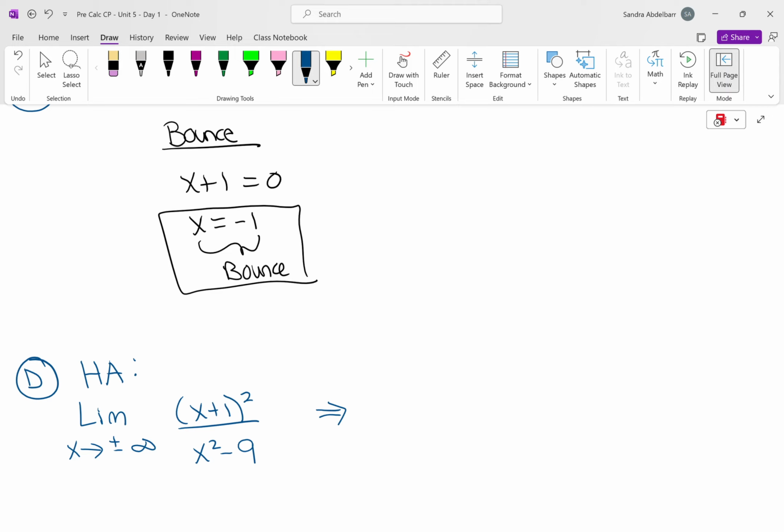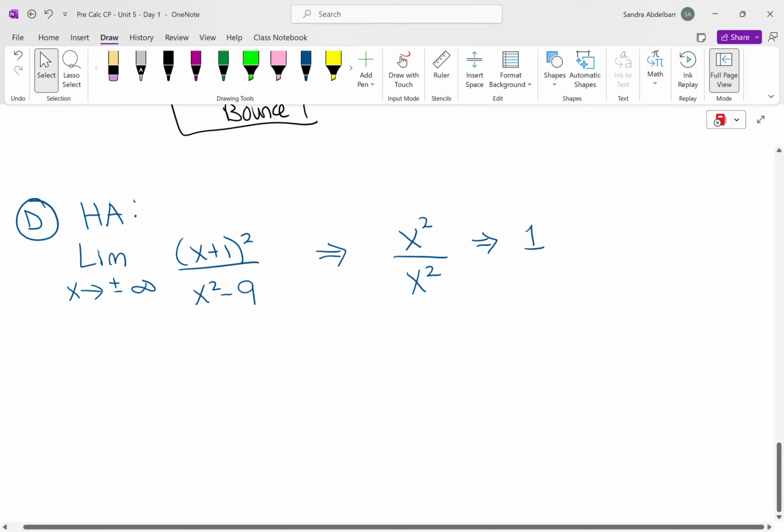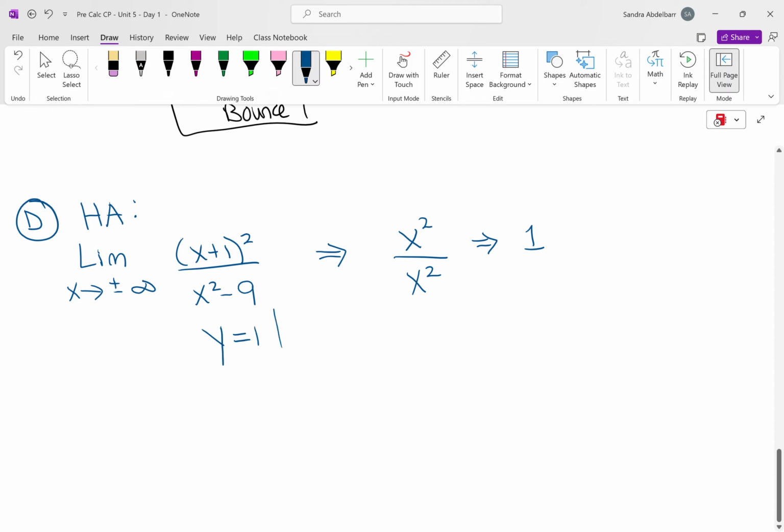But my most influential term on top is not x. Why is it not x? It is x squared. Why? Good. Well, not distributed. We'd have to FOIL this out, right? If we were to FOIL out this numerator, x plus 1 times another x plus 1, wouldn't our leading one be an x squared? So keep that in mind. Our leading on top is an x squared. What is the leading on the bottom? X squared, which simplifies down to 1. So once again, we are going to have a horizontal asymptote at y equals 1.